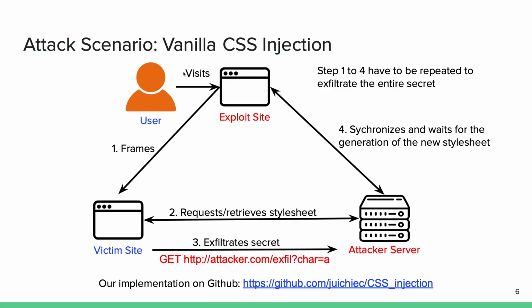So here is the attack scenario for vanilla CSS injection. It starts with the user visiting the exploit site, which frames the victim site. The victim site will request a style sheet from the attacker server, and after evaluating the style sheet, it will trigger a secret exfiltration request to the attacker server, causing the secret to be exfiltrated. Basically, this loop has to be repeated until the entire secret is exfiltrated.